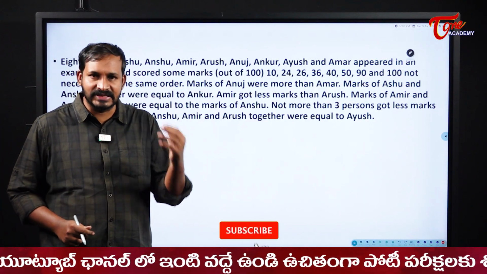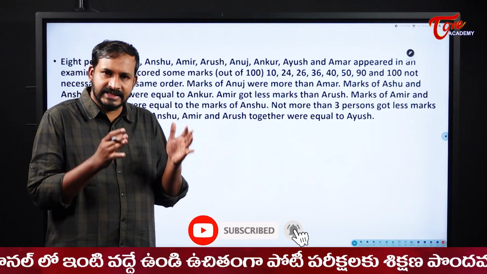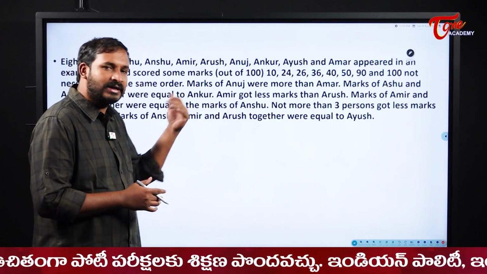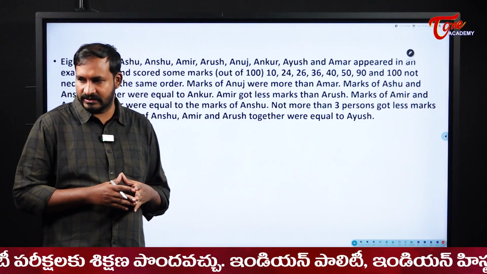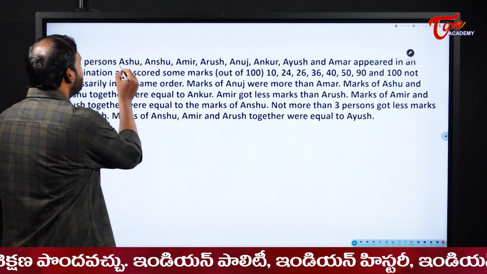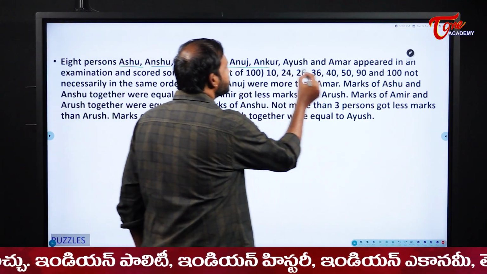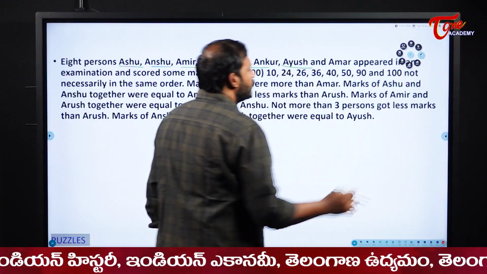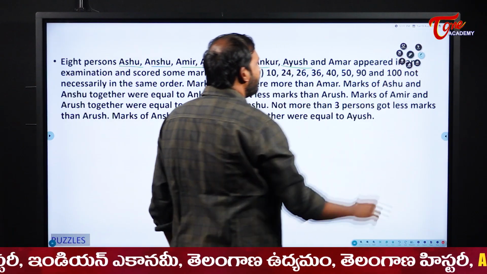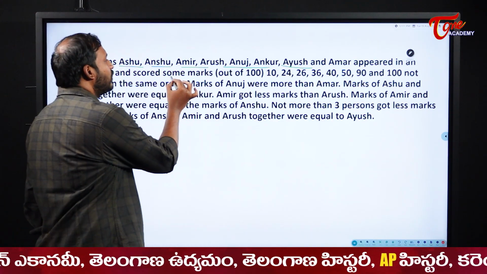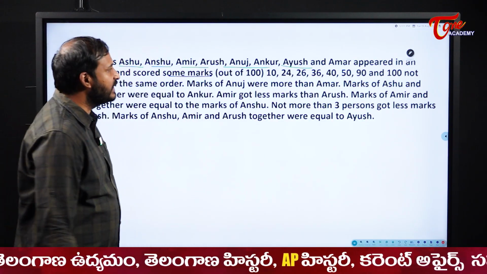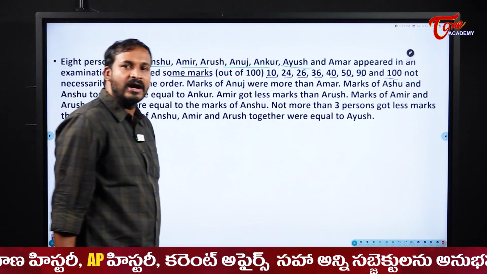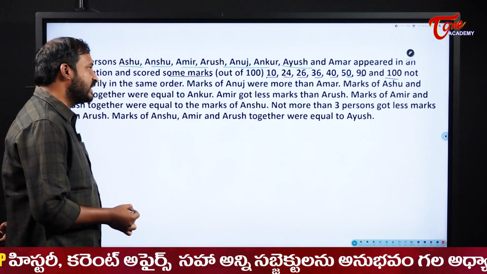When it comes to puzzles, students, we will go to the problems directly. In the same manner as we represented data in our seating arrangement, we need to do the data representation here also, and based on that we will try to solve this puzzle. Here 8 persons appeared in an examination and scored different marks out of 100. We have 8 different people and 8 different scores, not necessarily in the same order.